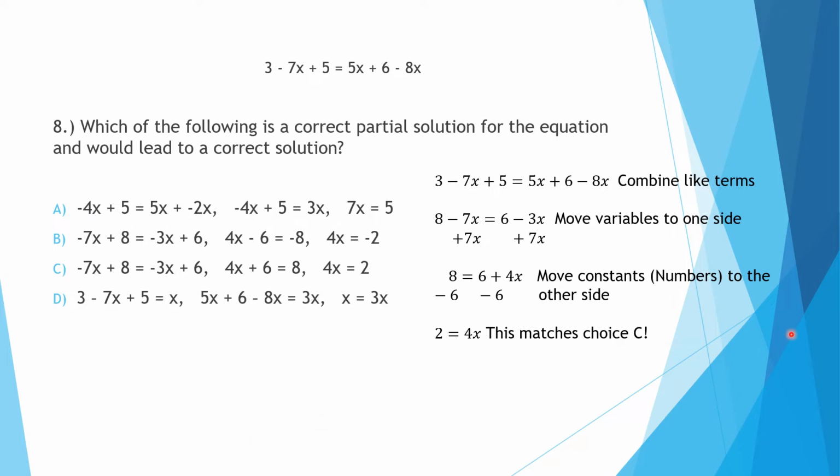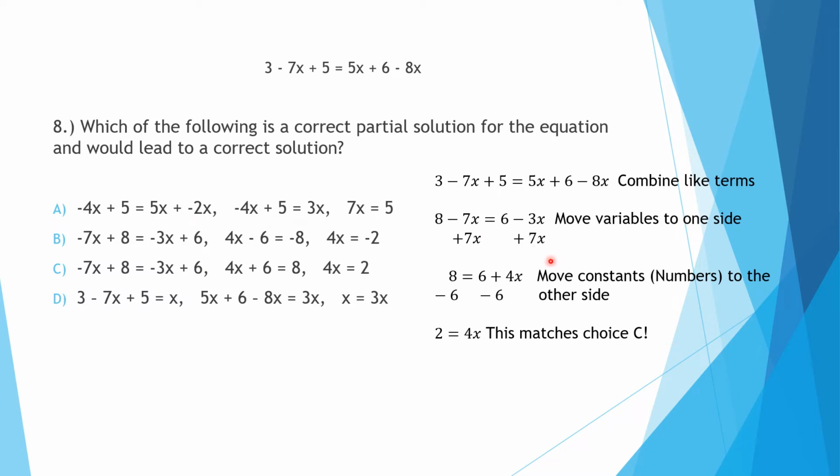In the case of this problem, I would choose to combine my like terms first from the original expression. So 5x minus 8x will give me negative 3x. Then I want to move my variables to one side. It doesn't matter which, I'm just going to make a choice. In this case, I want to move the variables to the right. So I will add 7x to the left-hand side and add 7x to the right-hand side. On the left, negative 7x and positive 7x will cancel out.